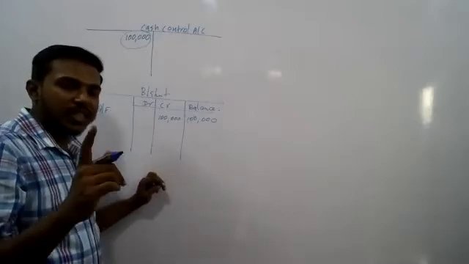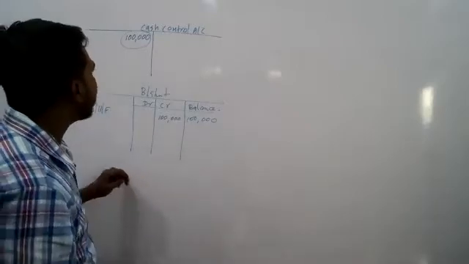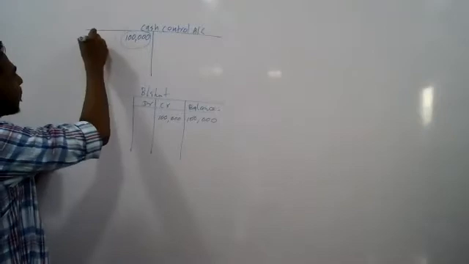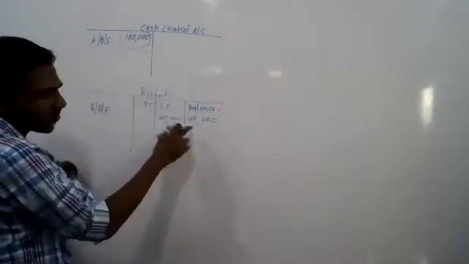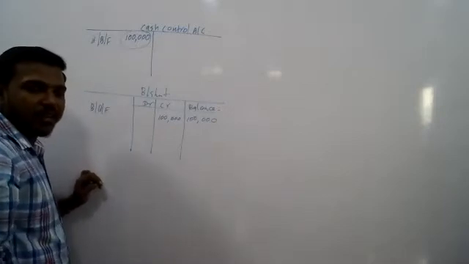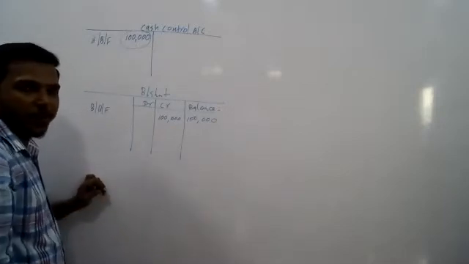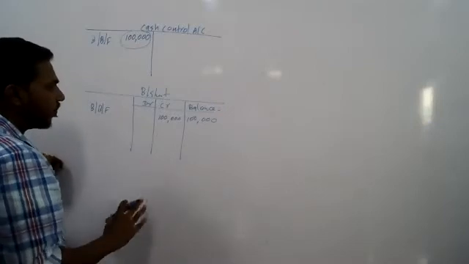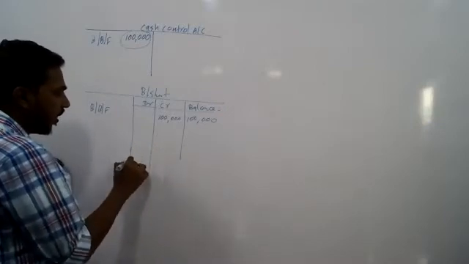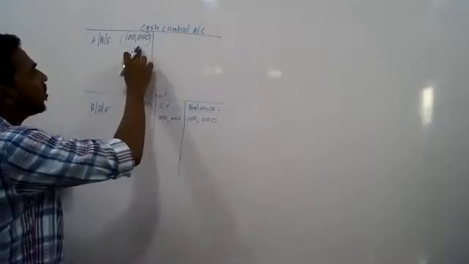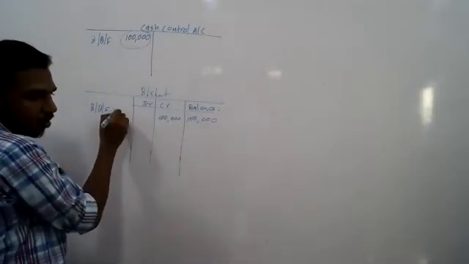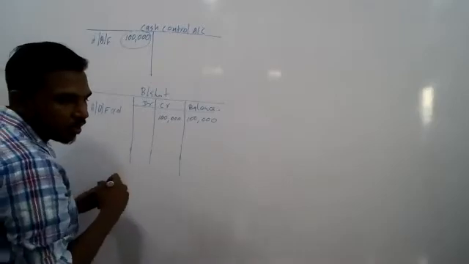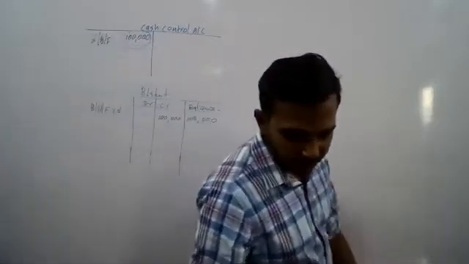So now the question comes like this. This is the opening balance. That means on 1st of January you had a 100,000 balance. See, you had a 100,000 balance on 1st of January.